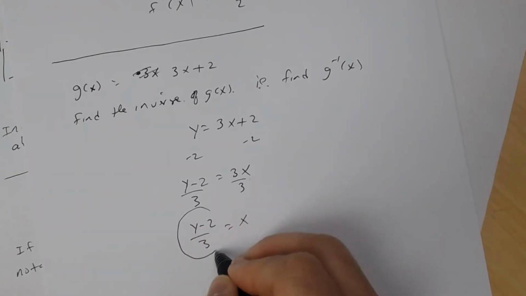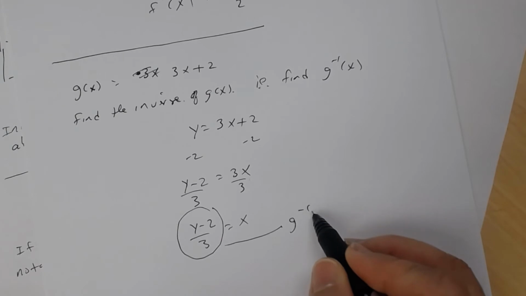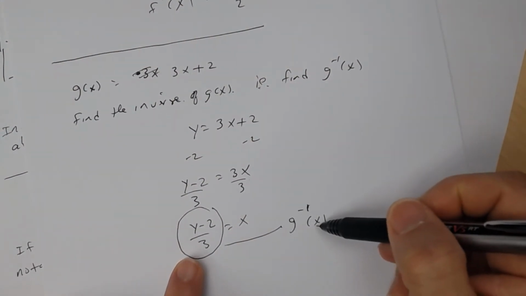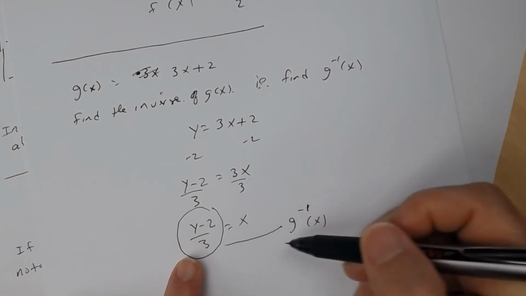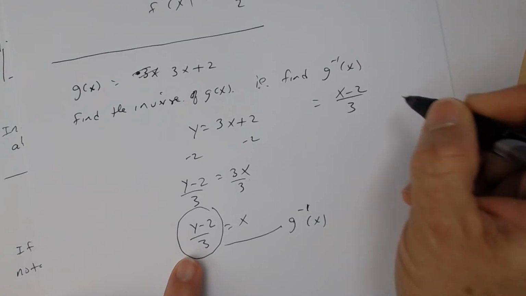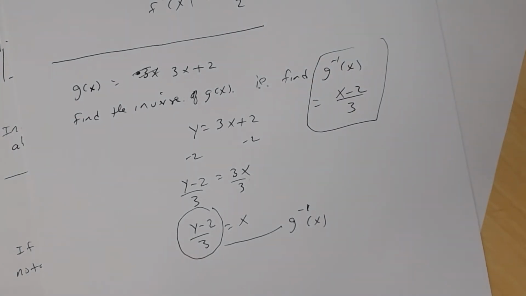This right here is my inverse. So that's going to be g inverse of x. But when you write it, you see how I'm using x here? Make sure you replace that y with x. So my inverse then will be x minus 2 divided by 3. So that's your inverse. Okay, x minus 2 divided by 3.